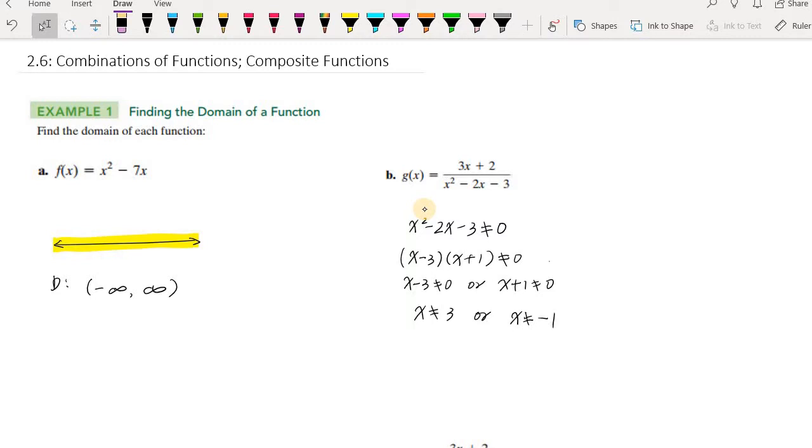So for this kind of case, let's go ahead and write this on the number line really quick. We're going to have negative 1 right here. We also have the positive 3 right here. So we actually have to exclude those 2 points. We can't have those 2 points, and everything else works. Only those 2 points don't work.